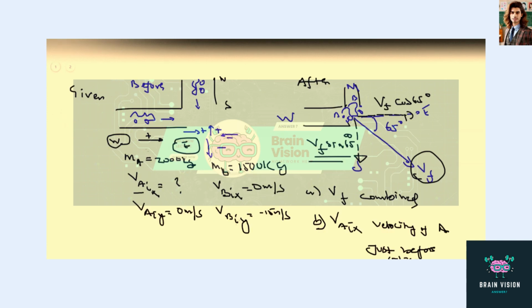times the initial velocity of B in the Y direction, and that happens to be negative 15 meters per second. And the negative sign just helps us determine what the direction is. And then the mass of A, 2,000 kilograms, plus the mass of B, which is 1,500 kilograms. Okay, and then times sine of 65.